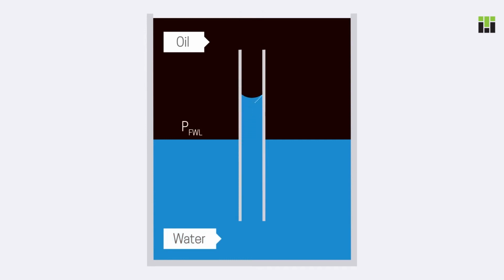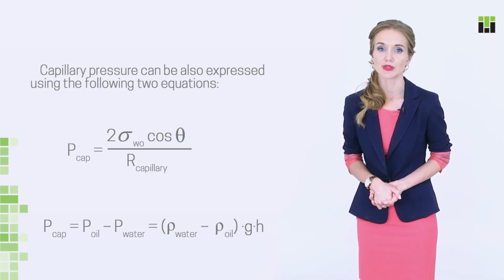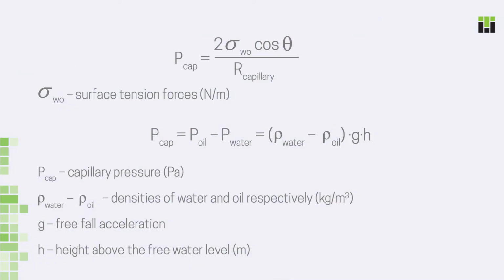Imagine a vessel filled with oil and water. It has a certain radius. We take a tube of a smaller radius and lower it into the vessel. If the tube is made of water-wet material, capillary pressure will cause the water to rise to a certain level inside the tube. Capillary pressure can also be expressed using the following two equations. Based on the equation, we can see that the capillary pressure is inversely proportional to the tube radius.